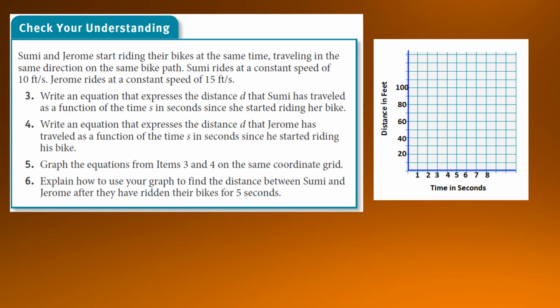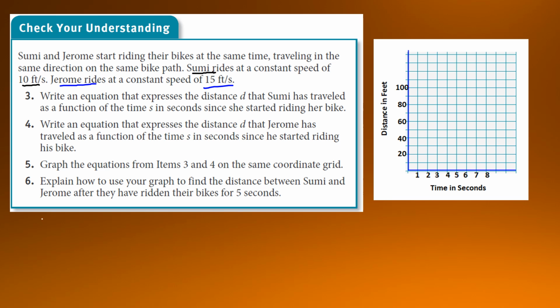So Sumi and Jerome here start riding their bikes at the same time, traveling in the same direction on the same bike path. So they're both starting in the same place. And Sumi rides at a constant speed of 10 feet per second, and Jerome rides at a speed of 15 feet per second. And we're going to write an equation that expresses the distance d that Sumi has traveled.